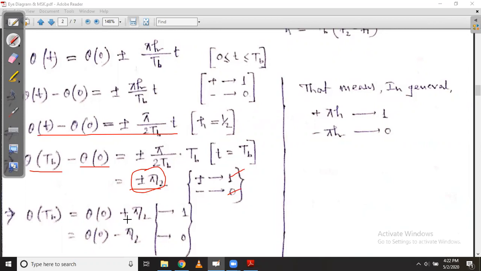Whenever the phase angle is increased by pi by 2, that means 1 is transmitted. Whenever the phase angle is decreased by pi by 2, that means 0 is transmitted. This is very important, everywhere in MSK we have to discuss. Remember that 1 means plus pi by 2 and 0 means minus pi by 2. That pi by 2 is the phase angle.